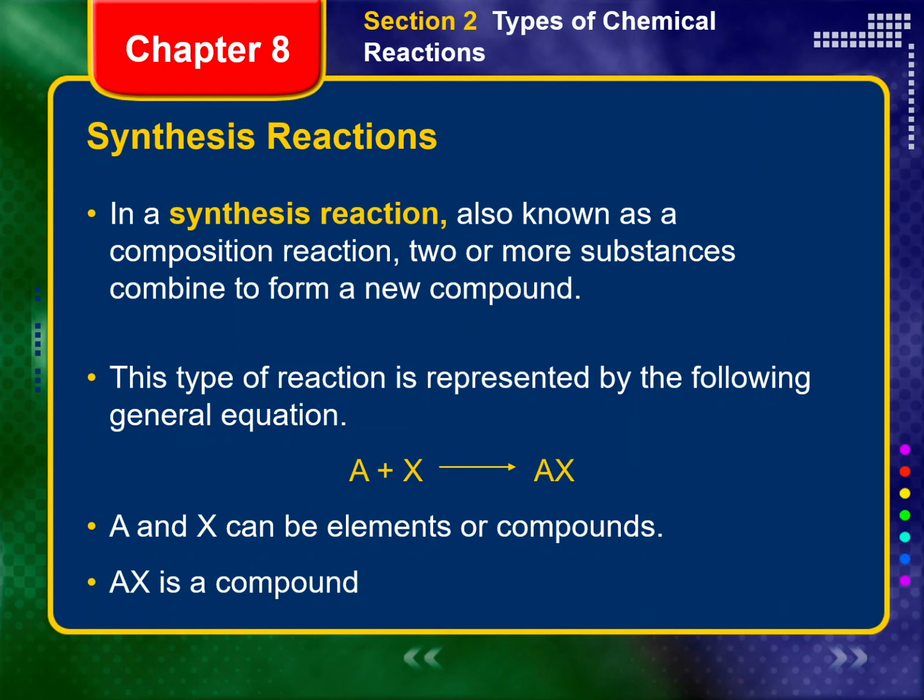In a synthesis reaction, also known as a composition reaction, 2 or more substances combine to form a new compound. This type of reaction is represented by the following general equation. A plus X reacts to form AX. A and X can be elements or compounds. AX is certainly a compound.